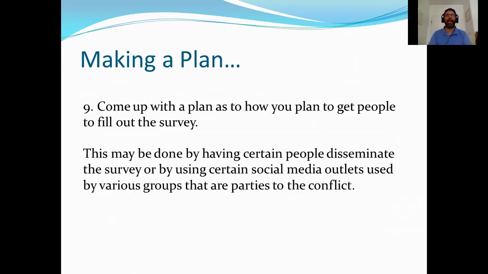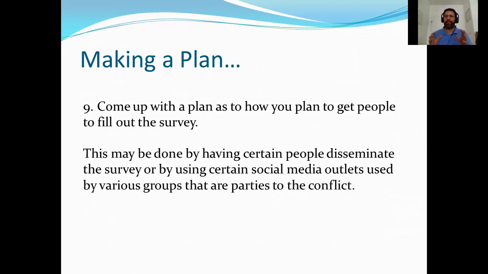Come up with a plan as to how you plan to get people to fill out the survey. How are you going to do it? You got a survey, you have a tool now to gather information. Again, remember, what is the goal of this tool?